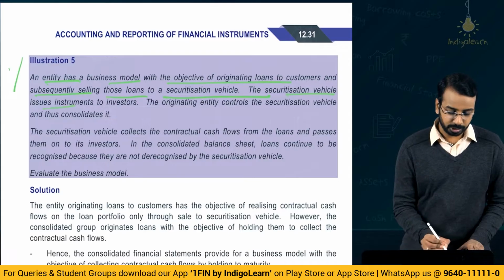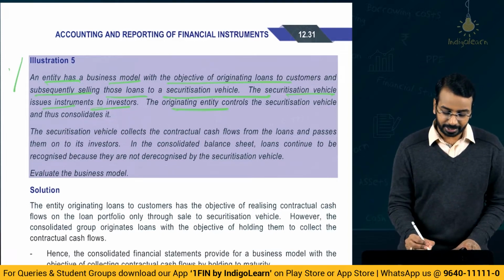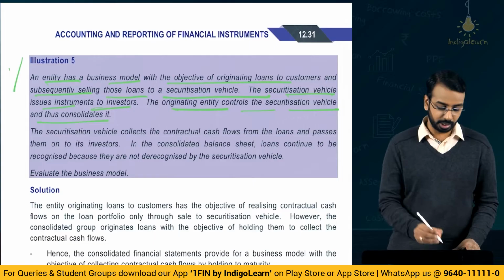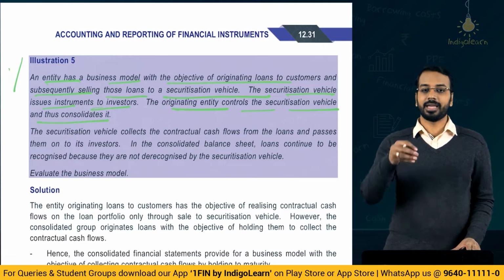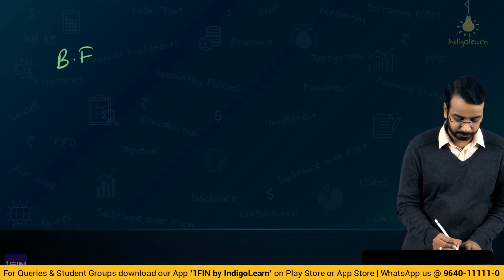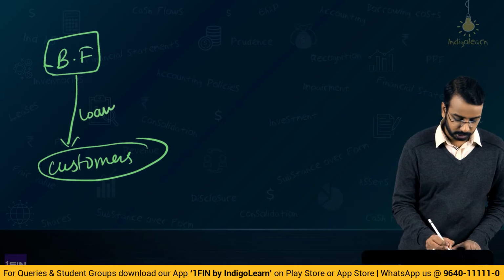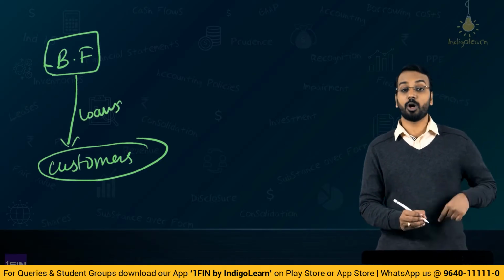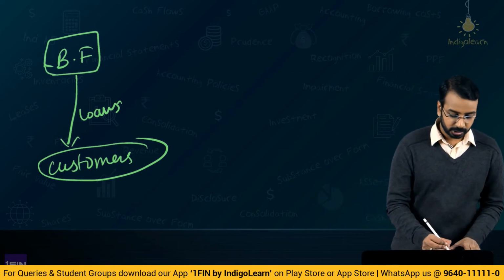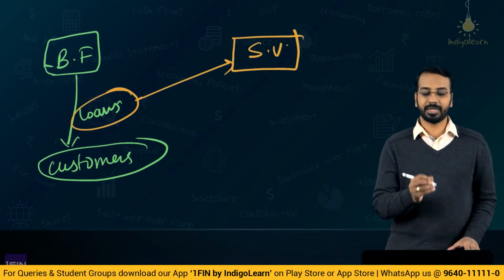The securitization vehicle issues instruments to investors. So, whoever has invested in the securitization vehicle will get instruments. The originating entity controls the securitization vehicle and consolidates it. So, in this case, the originating entity, the entity which is originating the loan, controls the securitization vehicle. Let us say there is an entity Bajaj Finance, and there are customers. Bajaj Finance gives loans to these customers, right? And the intention of Bajaj Finance is not to recover the money from the customers, but to sell these loans. These loans will be sold to a securitization vehicle, which is a different entity.